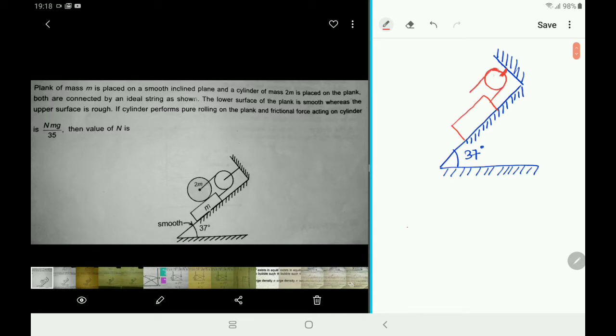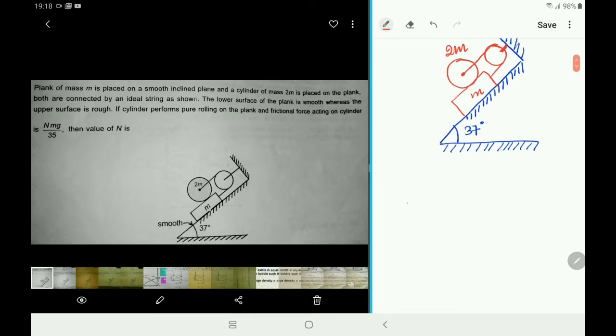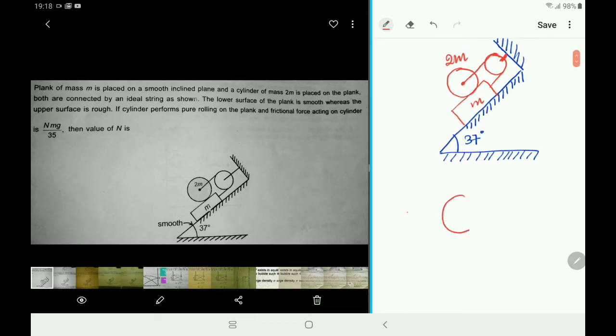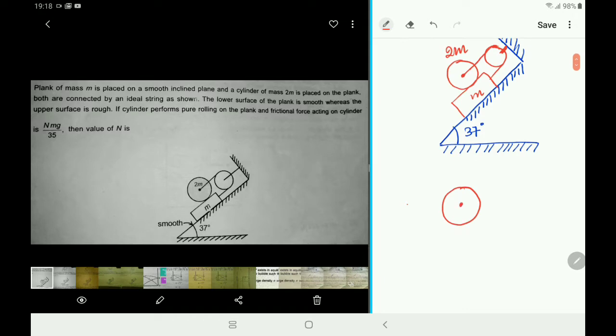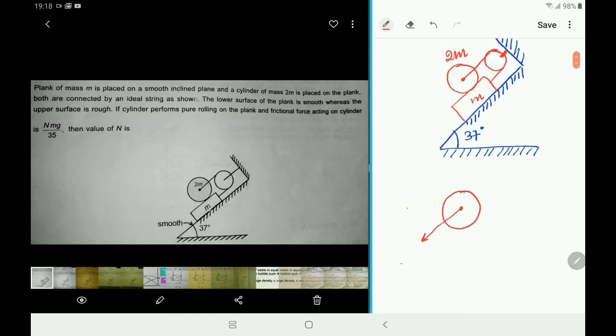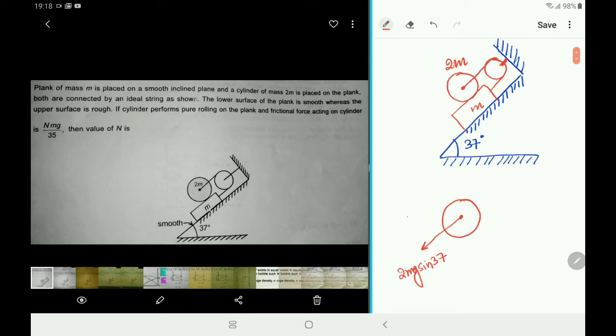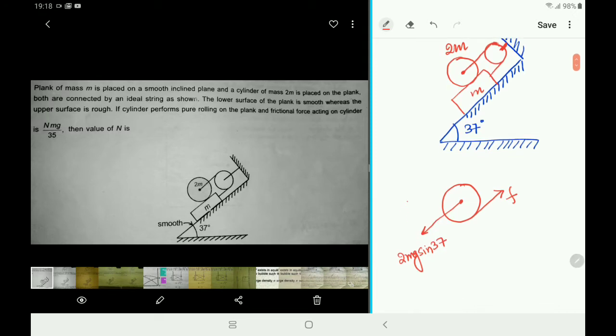We will first draw the free body diagram of both the cylinder and the block. Then we will write the constraint relation, and then all those equations will be solved to get the answer. The question is asking in terms of n mg by 35, so they are asking the value of n. This n mg by 35 is the value of friction between the block and the cylinder. So we'll have to find out the value of the friction between them, then compare that answer with the value given in the question.